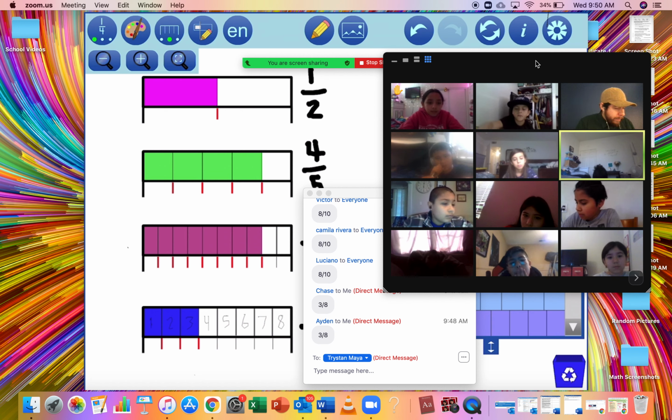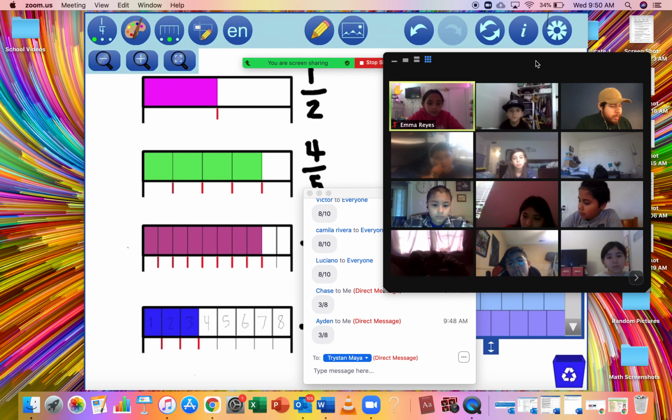So the smallest you have is 3/8 and the biggest is 1/2. Does anybody disagree with that, or does anybody have a different answer?